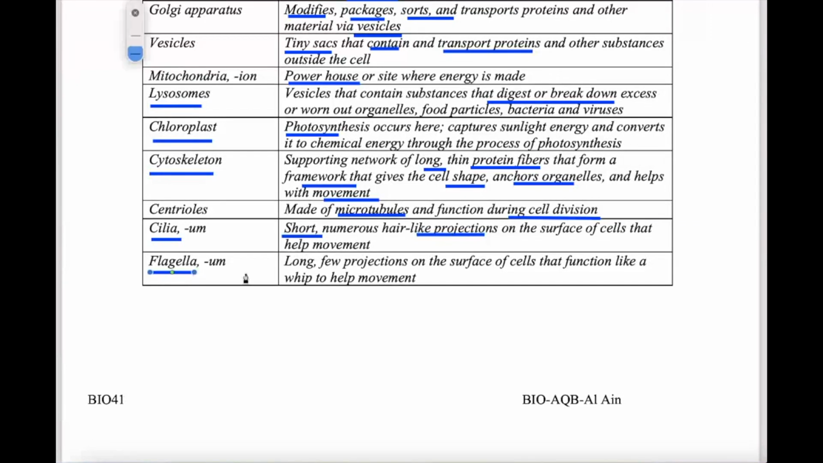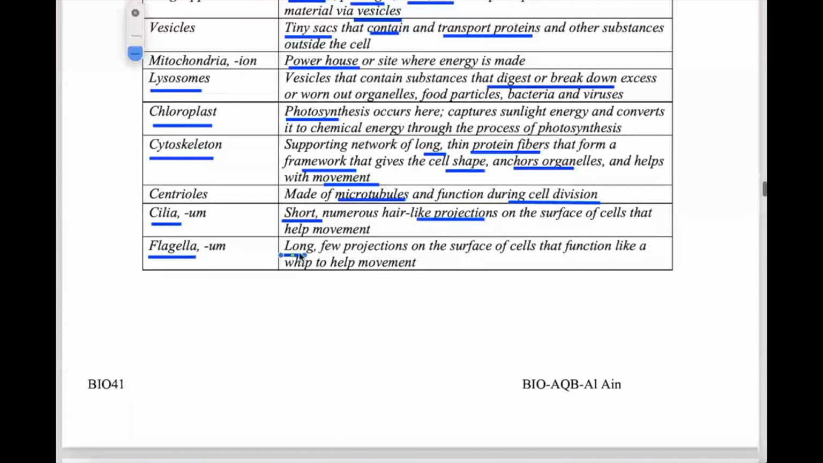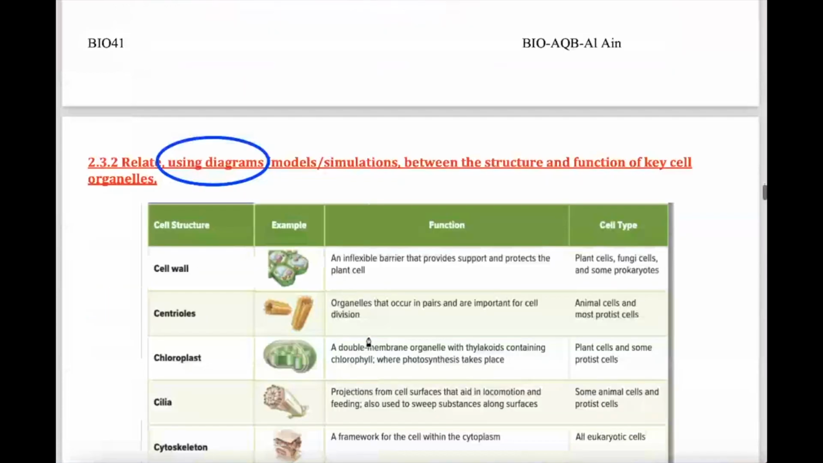It's flagella, like the flagella. Yes, short, true, but short. So flagella are long, and they are present on the surface of the cell. Mainly the cilia are on the inner surface of the cell, and flagella are on the outer surface of the cell, but both help in movement.